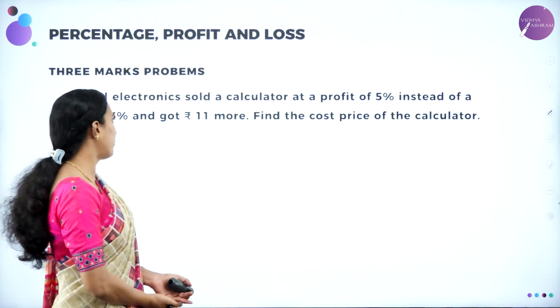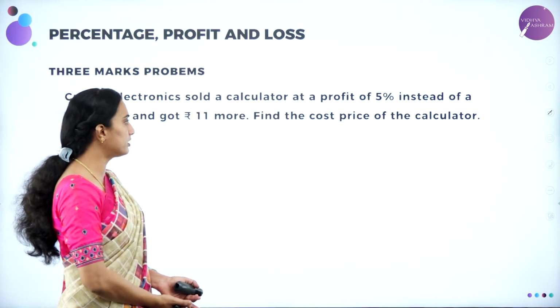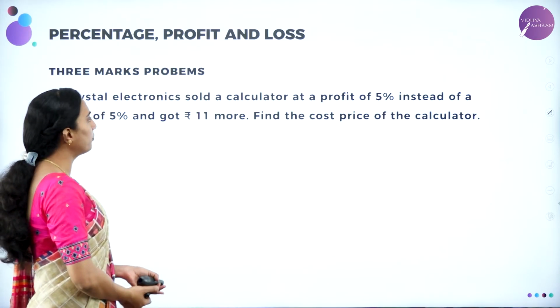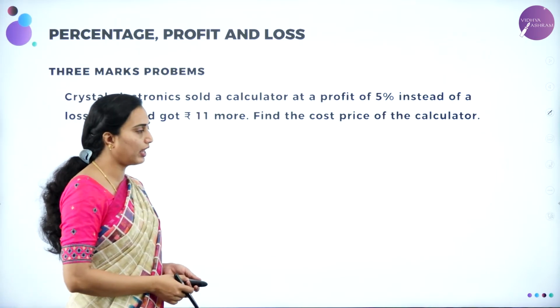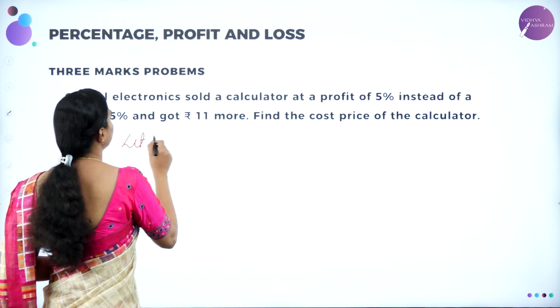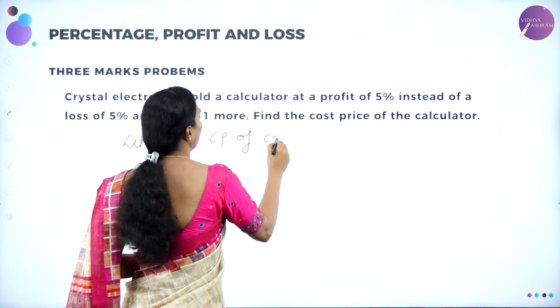So what have they asked in the next problem? Crystal Electronics sold a calculator at a profit of 5% instead of a loss of 5% and got rupees 11 more. Find the cost price of the calculator. So here I am going to take it as, let X be the cost price of the calculator.